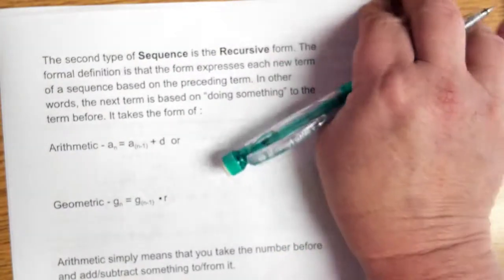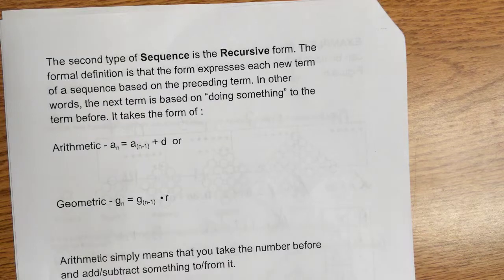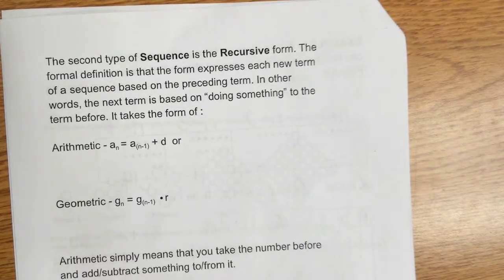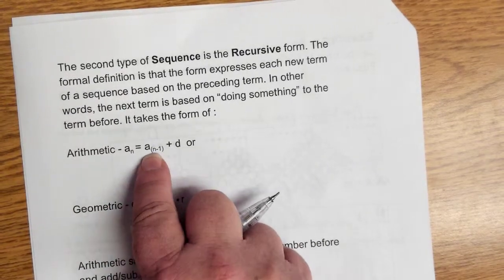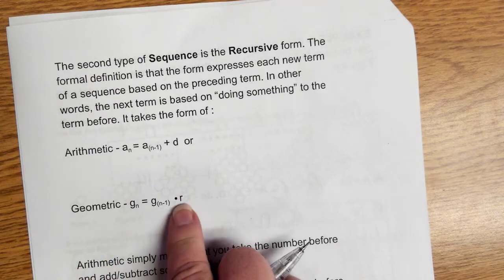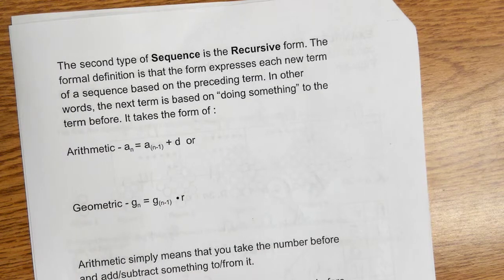All right. We also have sequences that are given to us in what's called the recursive form. Okay? And the recursive form is a formal definition that expresses each new term of a sequence based on the preceding term. In other words, the next term is based on doing something to the term before it. So we have arithmetic sequences, which is adding something to the previous term, or geometric sequences, which is multiplying by something to the previous term. And that's what this says down here.